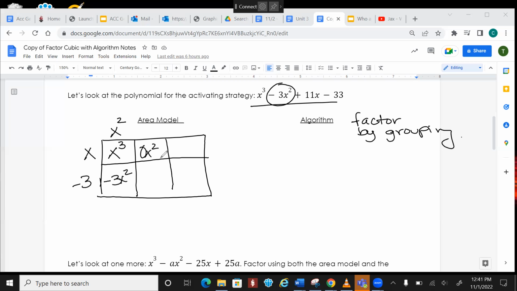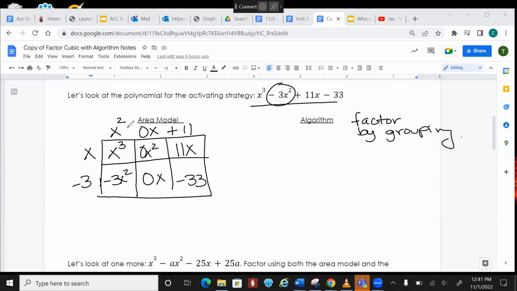And what times x would give us 0x squared? 0x. 0x times negative 3 would give us 0x. We want to add these two boxes together to equal 11x. So it's going to be 11x here. And then you're going to ask yourself, what times x would give us 11x? It'd be 11. 11 times negative 3 is going to give us negative 33.